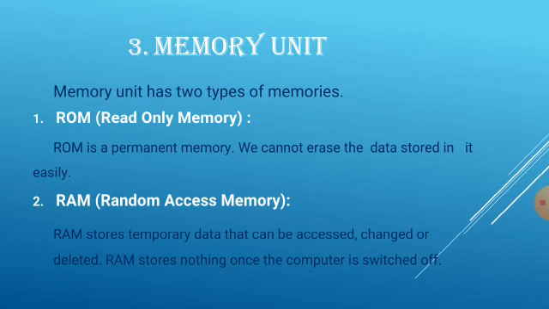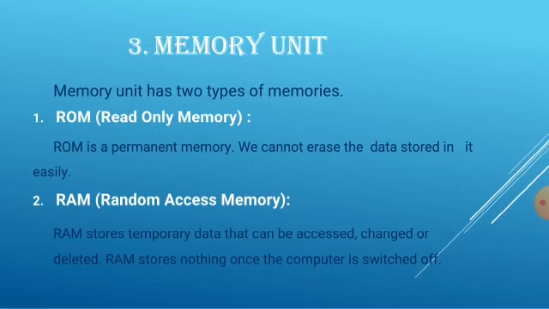While coming towards RAM, random access memory. Random access memory means any data which is stored in RAM can be deleted. Any information, any file, any text, any picture which is stored in RAM will be deleted if the computer is switched off. You have learned about two memories. One is ROM, read-only memory, permanent one, and the second one is RAM, a temporary memory, which is random access memory.